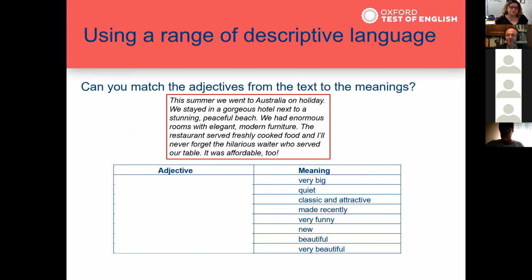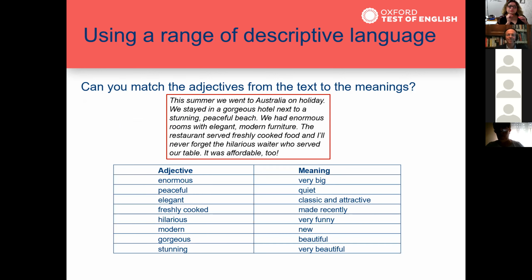Yeah, and let's look at those adjectives there. In that text, this summer we went to Australia on holiday. We stayed in a hotel. Right, we've got the adjective and the meaning here. Meanings for very big, quiet, classic, attractive, made recently, very funny, new, beautiful, very beautiful. All of these words on the right are very familiar adjectives to you, aren't they? You've seen these before. Some of them are very similar to Spanish. There's nothing wrong with them, but let's take a look at the adjectives that correspond. Okay, instead of saying very big, if you know how to say enormous, then say enormous, because enormous shows a higher level of English. Very big is a very basic level of English.